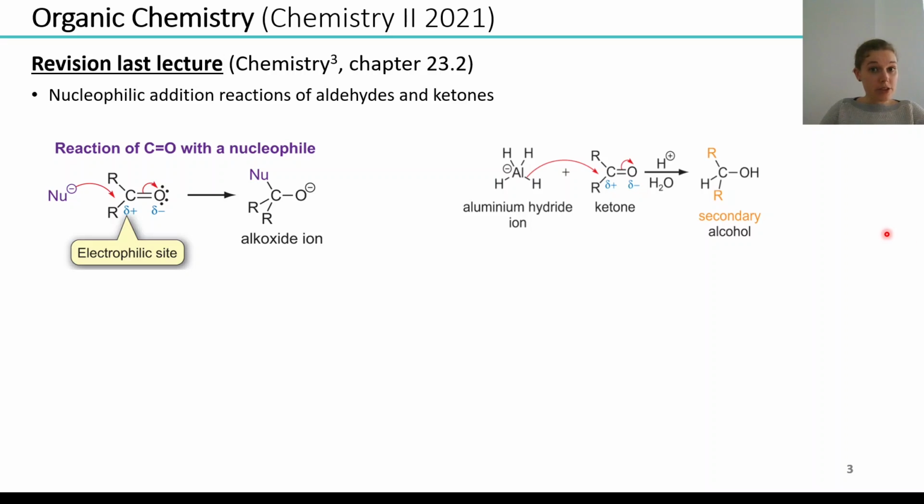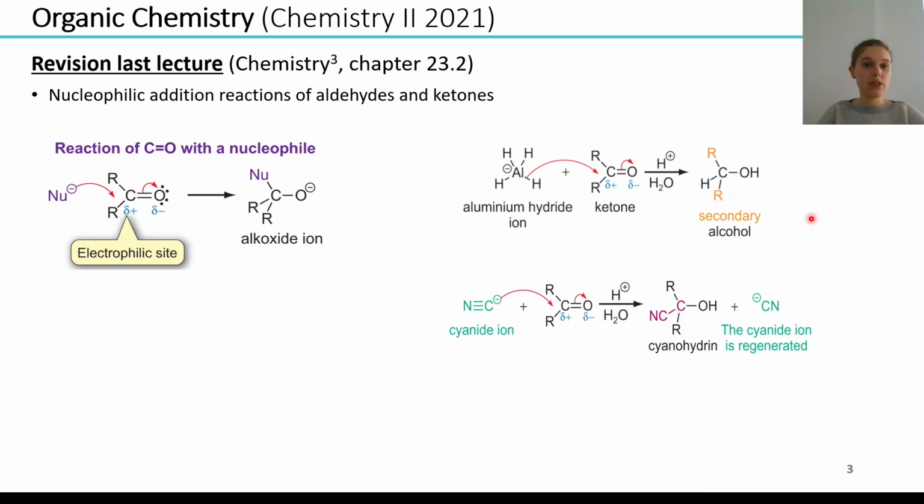And here is the reaction of a ketone with a hydride, and we can see that a secondary alcohol is formed. Conversely, if we now use, instead of a ketone, an aldehyde, we just replace at least one R group with a hydrogen, and we see that then a primary alcohol will be formed. The reaction of a ketone with cyanide yields a cyanohydrin. And again, you can just replace one R substituent with a hydrogen. Then you have the aldehyde instead of a ketone.